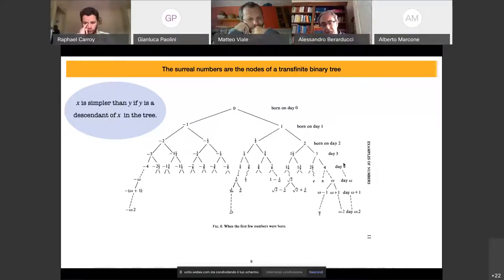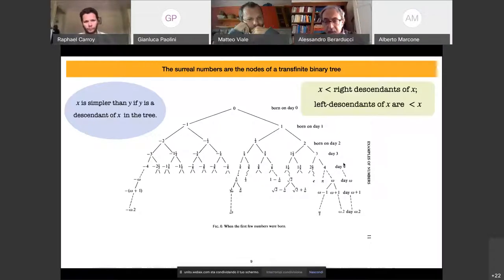But you also have another total order, which simply means you read the tree from left to right. So X is less than any right descendant of X. Right descendant means a descendant of the right child. So for instance, 1/2 is bigger than zero because 1/2 is a descendant of one, and one is on the right of zero. So all the descendants of one are bigger than zero. All the descendants of minus one are less than zero. And similarly, you define the left descendants as less than zero. So you have a total order and a partial order.